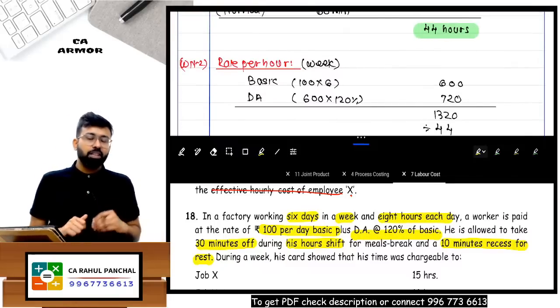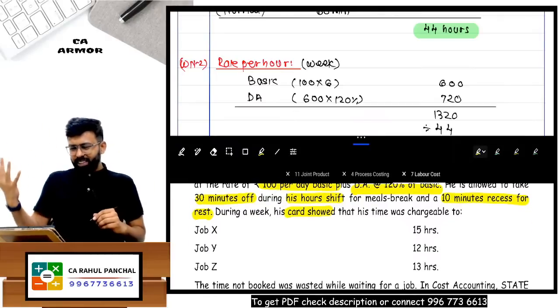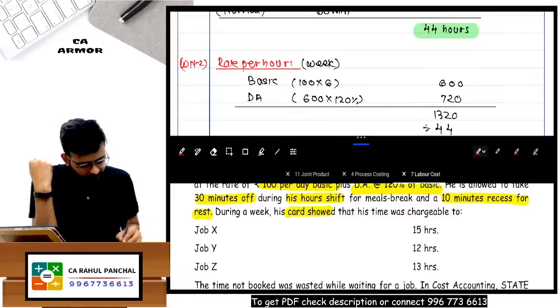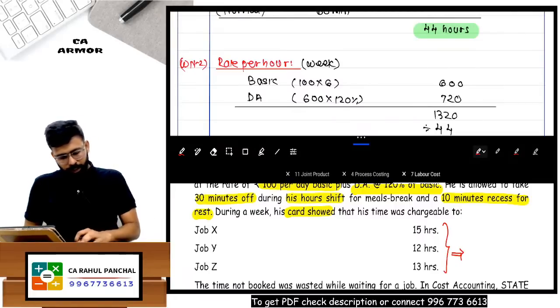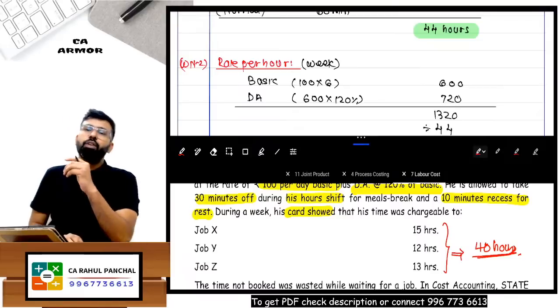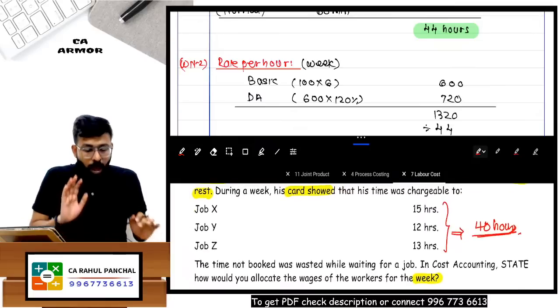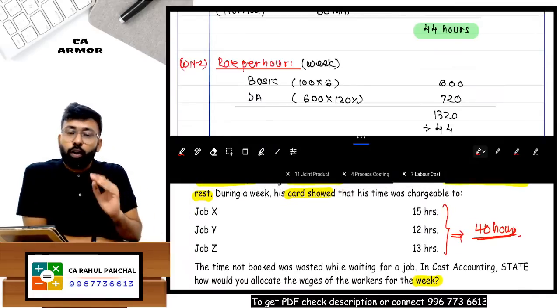Now there is a twist. Sir, what is the twist? You just saw the worker's card and you came to know how many hours he has worked. So I just took the total, 15 plus 12 plus 13. I came to know the worker has worked only for 40 hours. Okay, I said, okay, the worker has worked for 40 hours. But sir, I was expecting him to work for 44 hours.